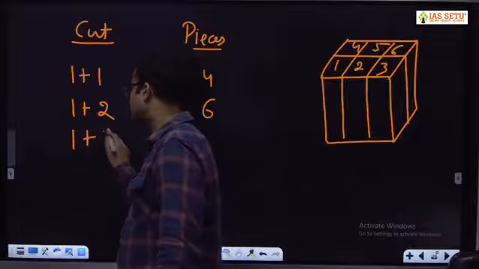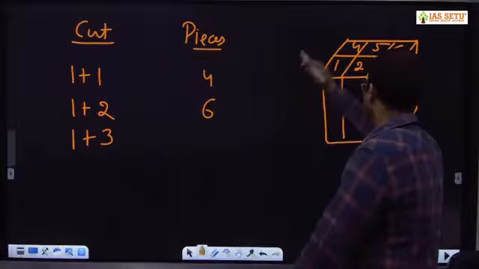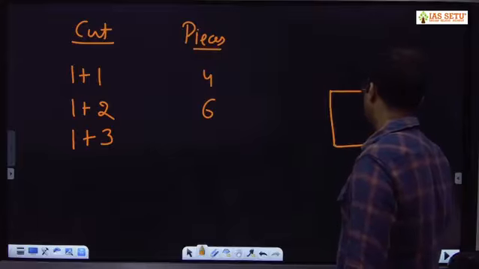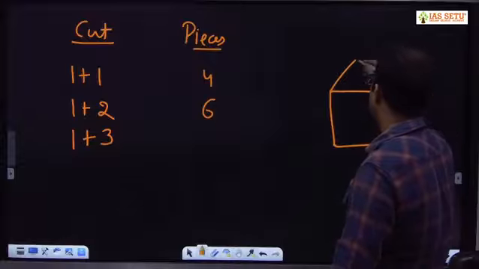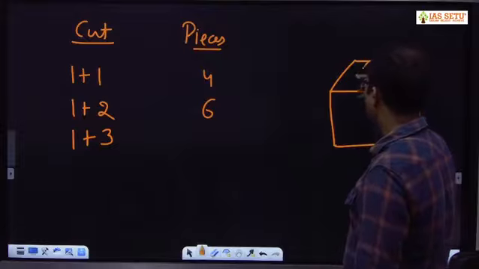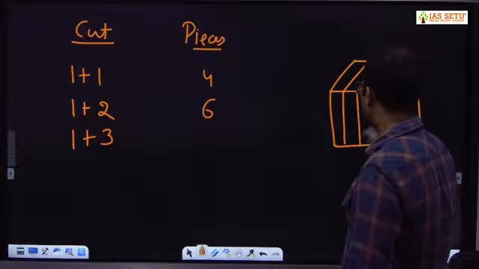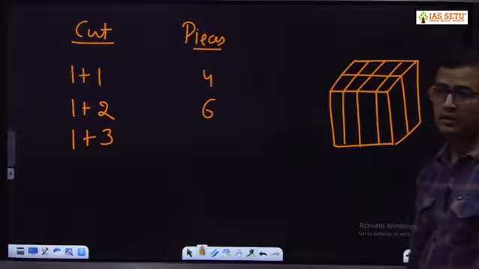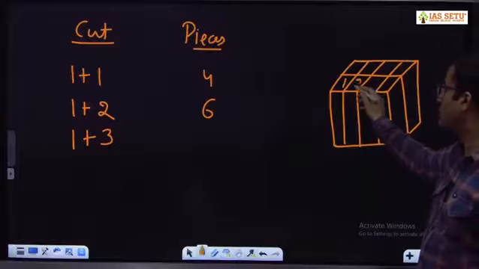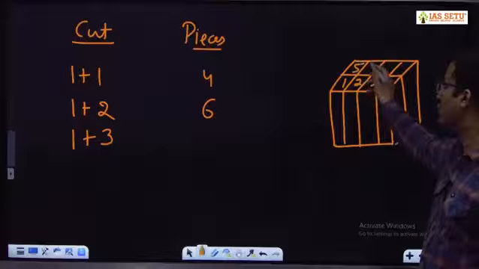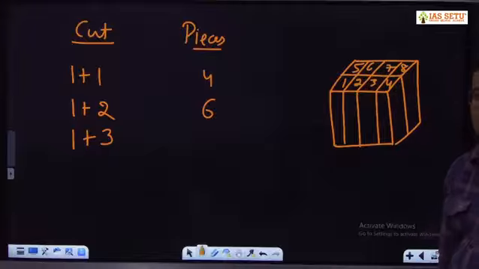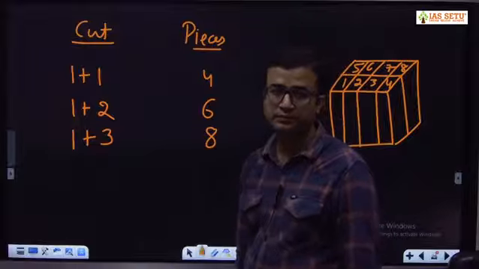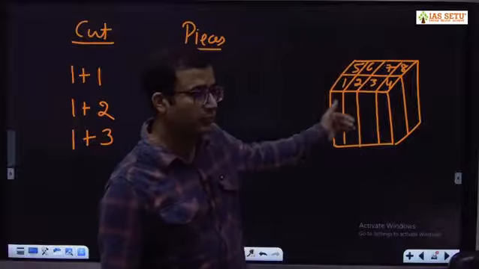Now next is 1 plus 3 cuts. One, 2, 3, and this is along this axis. You can see in the front layer you have 4 pieces, 1, 2, 3, 4. Back layer also 4 pieces, 5, 6, 7, 8. So if I make 1 plus 3 cuts, the number of pieces we get is 8. 4 in front, 4 at the back.